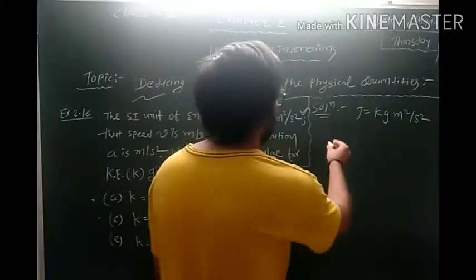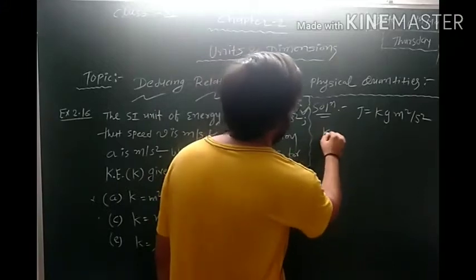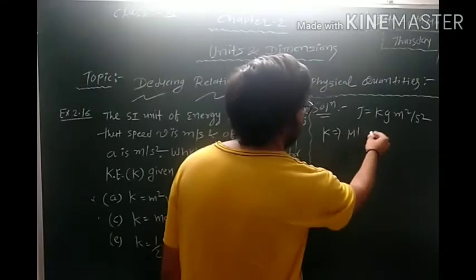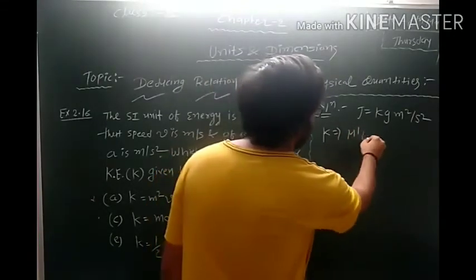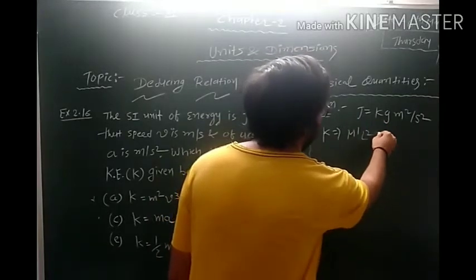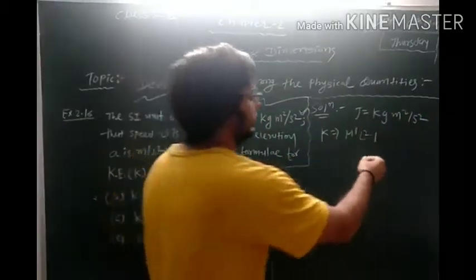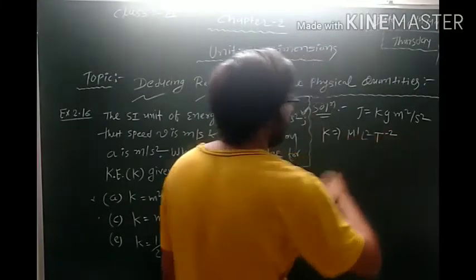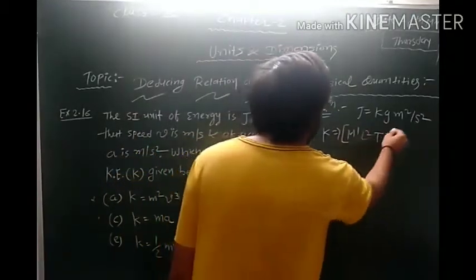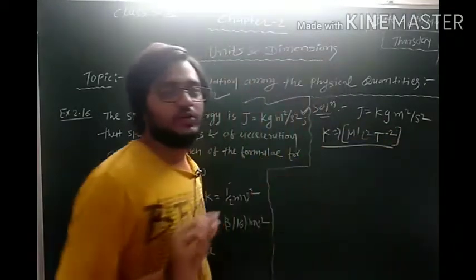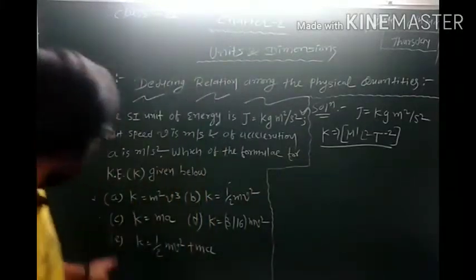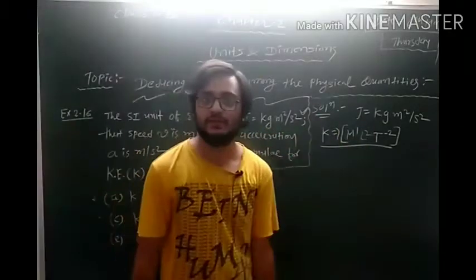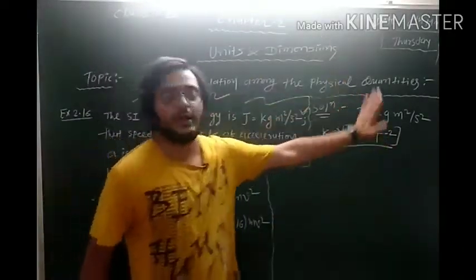So let us find out. Kinetic energy is nothing but kg, meaning M to the power 1, meter square, meaning L square or L power of 2, and second to the power of 2. Time is measured in second, so we need to write T raised to the power of minus 2. So that is our dimensional formula of kinetic energy. First of all we need to find out whether option A matches this dimensional formula of the energy.